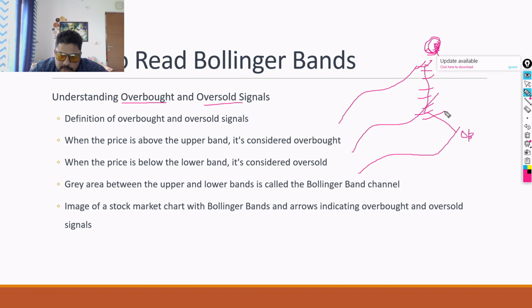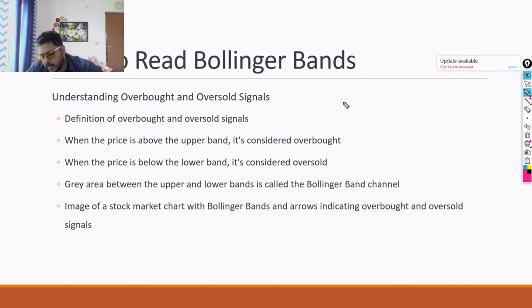reverse. Now people start selling, and it comes to a territory called oversold territory, where people can start buying and taking it up. So this is a simple example. Now let's understand how to use this.